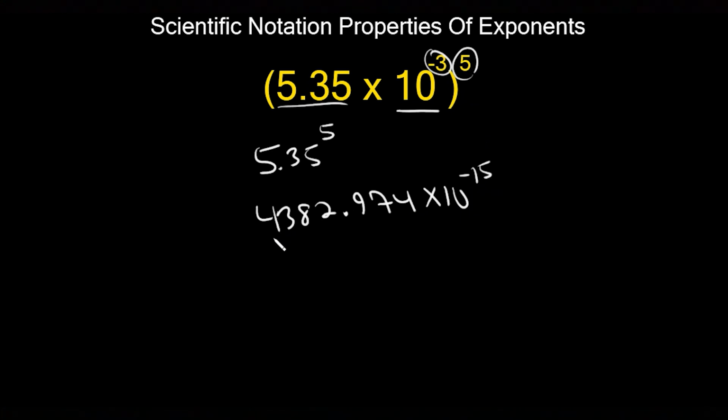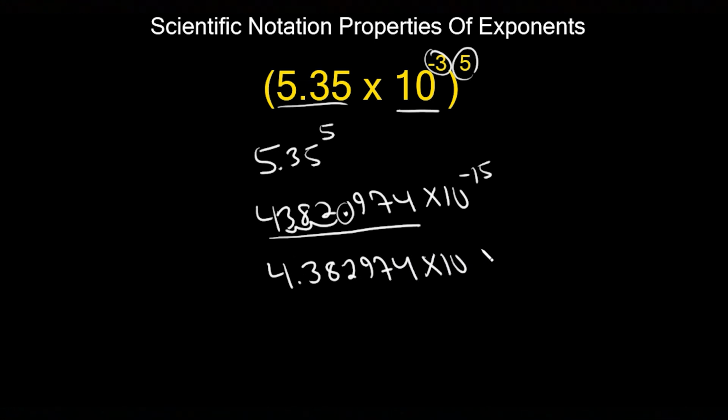Now we do have an issue here. I cannot leave this number like I have here, okay? So we have to take care of it. Meaning I'm going to have to take this decimal point here and move it to the left 1, 2, 3 times, right? So then I'll have 4.3829 74, right? And then times 10 to the power of, well, how do I want to write it? So I actually moved the decimal point over 3 places to the left. And again, remember this negative right here is telling me to go to the left.